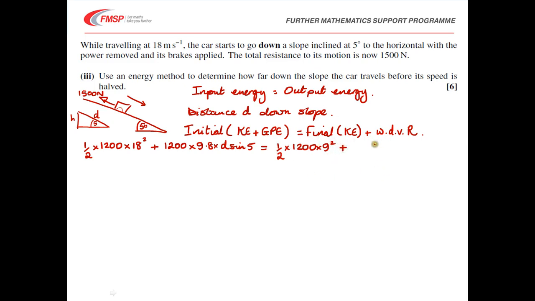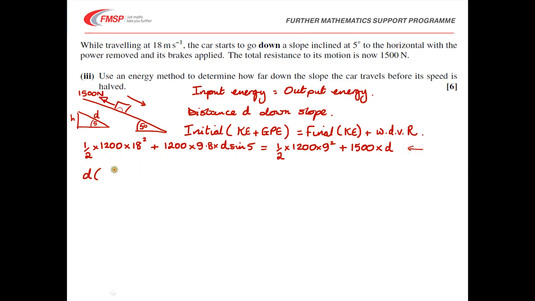And the work done against resistances, again, work done is force times distance moved. You know that the force that it's using to overcome those resistances is 1,500. Distance moved is d. So our unknown value d appears on both sides of the equation, so we need to do a little rearranging here. So d, and I'm going to factorise as well. I'm going to take everything to do with d onto the left-hand side, and everything else onto the right.